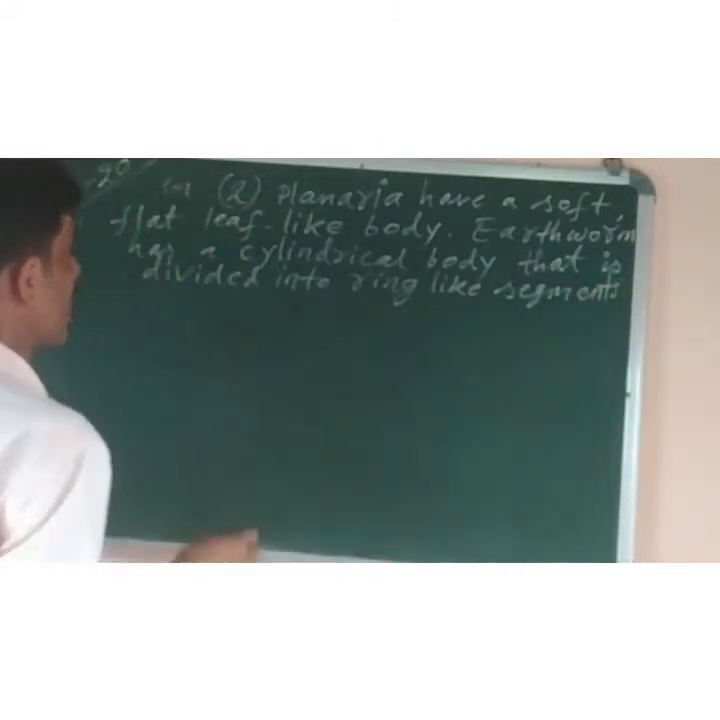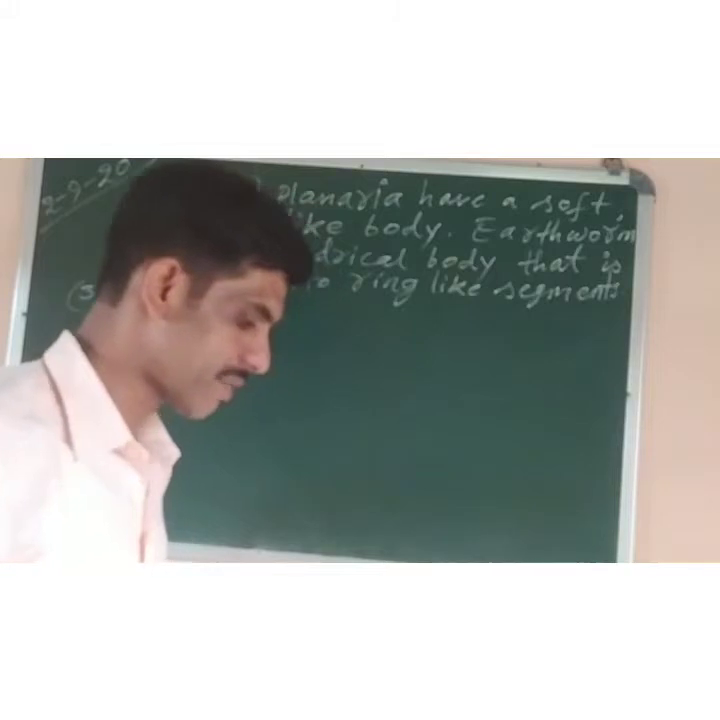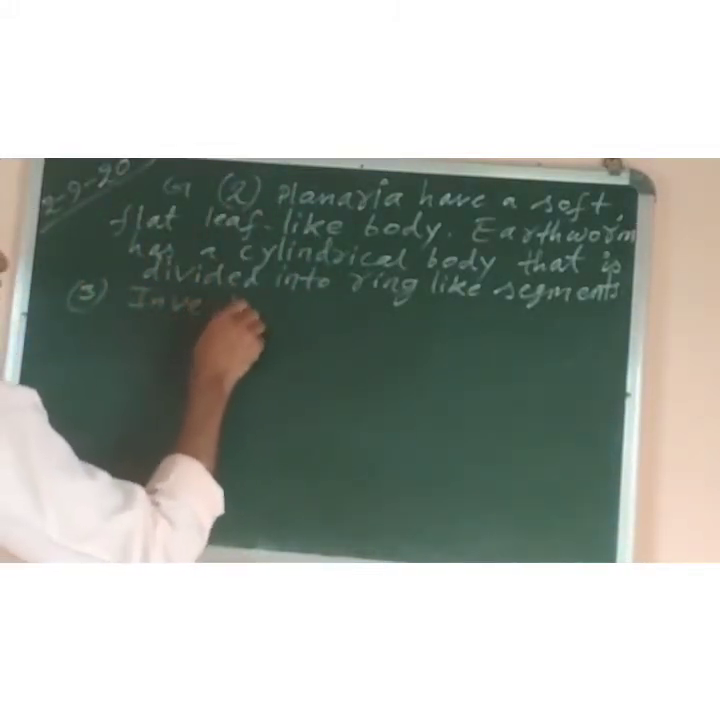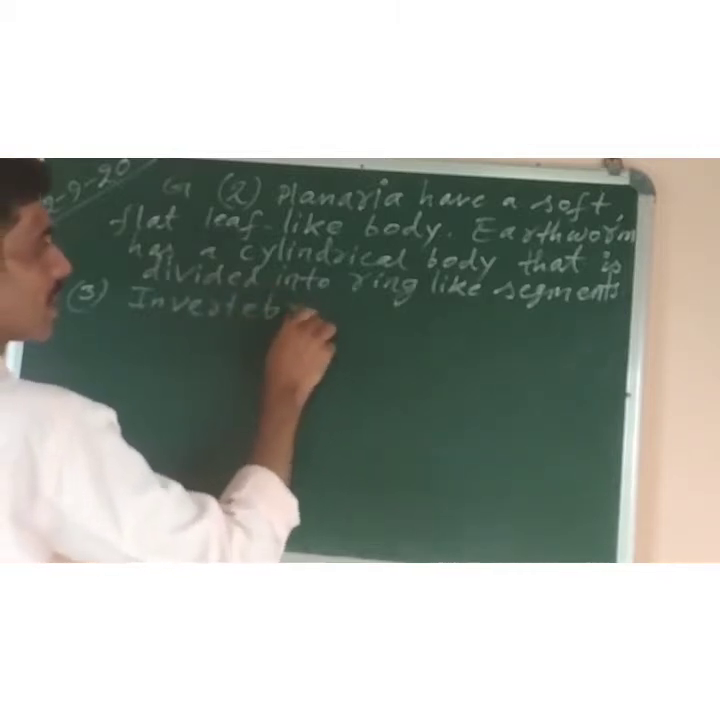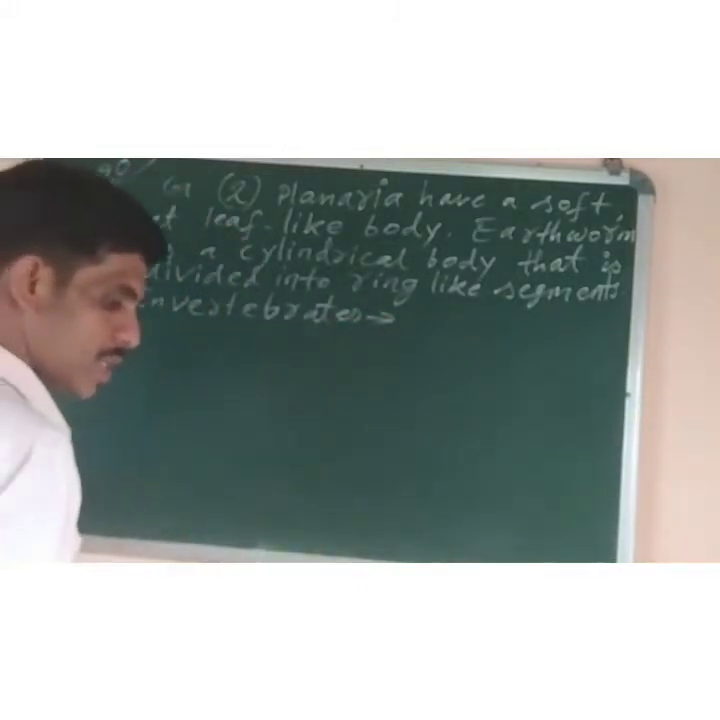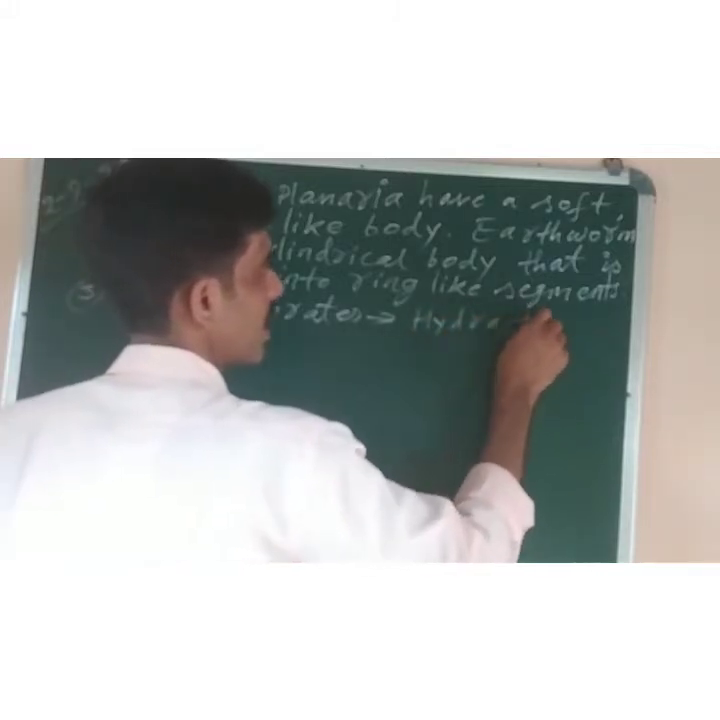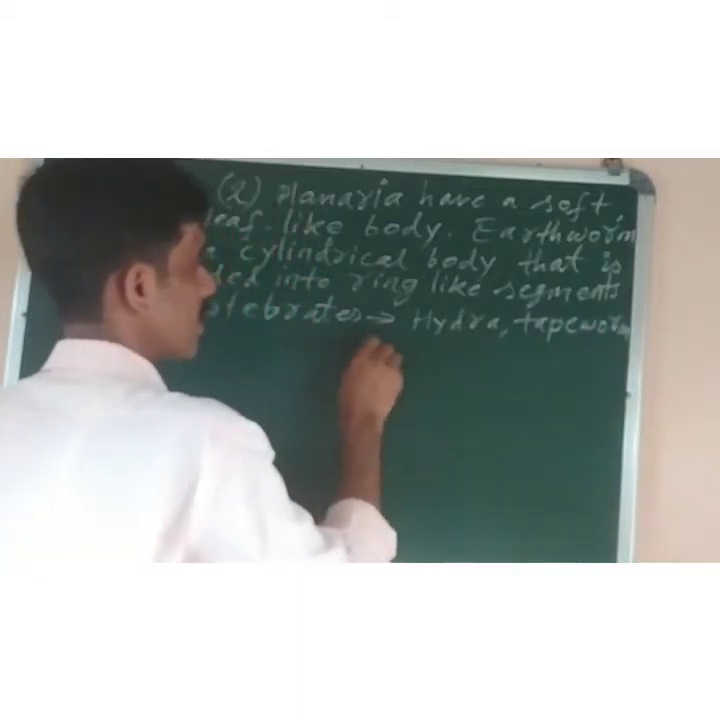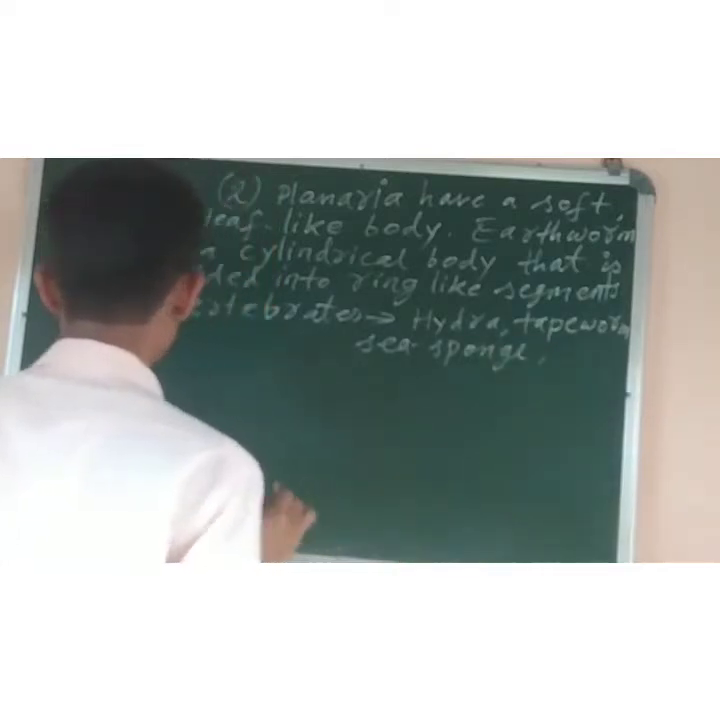Only one difference is enough. Then next one, number three. Invertebrates and vertebrates, example you have to write. You can get it from the book also. Invertebrates: I'm just giving the arrow and writing the examples. Sea sponge, Hydra, tapeworm. Many more you can write.